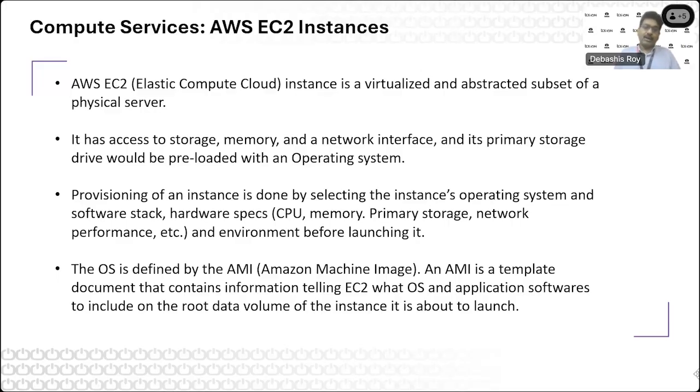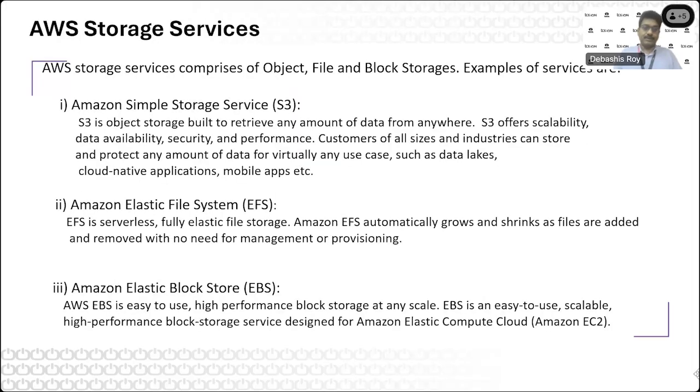Now, as I was talking about, the OS is defined by the AMI, or Amazon Machine Image. An AMI is a template or document that contains information telling EC2 what OS and what application software to include on the root data volume of the instance it is about to launch. So this is about EC2. Now, there are many models of these, which I'm not going to cover in this session. In actual sessions, we'll demonstrate and see all these types.